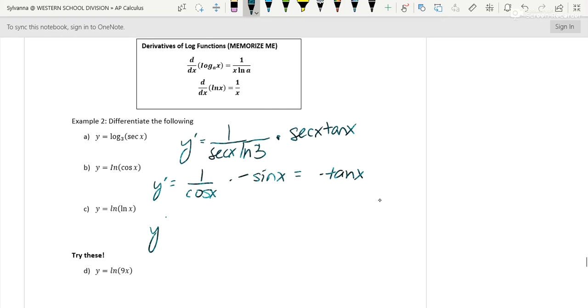This last example here, we have ln of ln x. So we'll start off with 1 over whatever we see in the bracket, so it'll be 1 over ln x. And then we take the derivative of ln x, which is 1 over x. That's the same thing as saying 1 over x ln x.